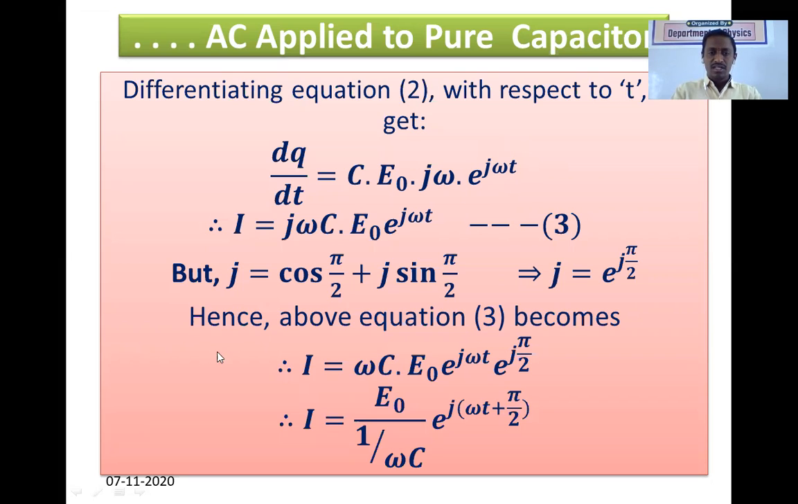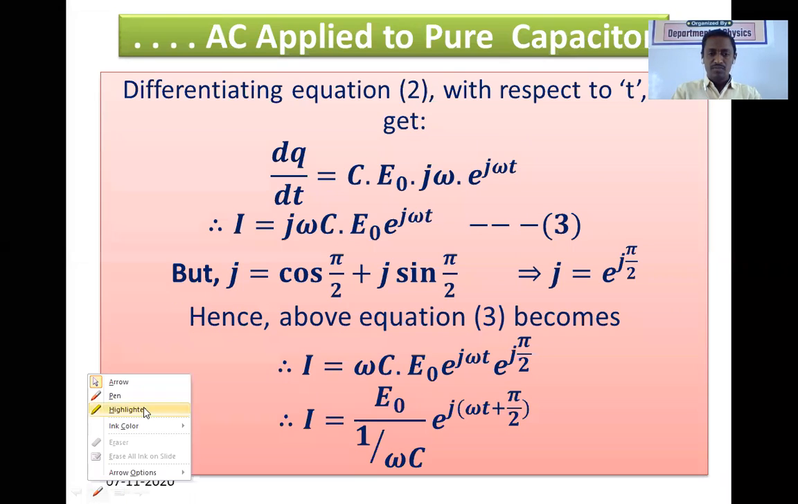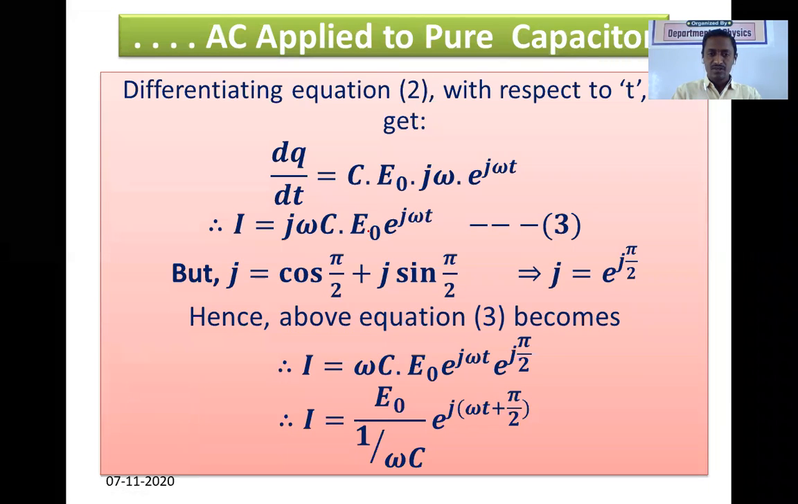Now take this j omega in front of the term. So for the equation of dq by dt, we know the rate of change of charge per unit time is called current. So in place of dq by dt, we have substituted I equal to j omega C into E0 into e to the power j omega t. That is our equation number 3.